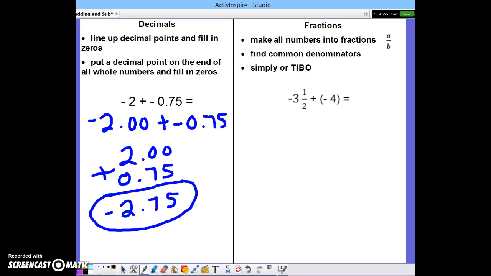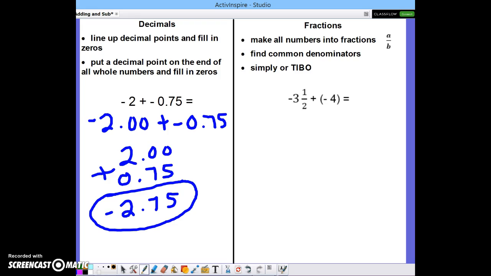Over here on the right, we have fractions. So before we can add or subtract fractions, our first step is to make every number look like a fraction. Again, you can't add or subtract things that don't look alike. So we're going to start by putting them in the form of a number over another. So in order to add fractions, we must also find a common denominator. And then the final step, probably the most important, is to simplify or divide using top and bottom out.